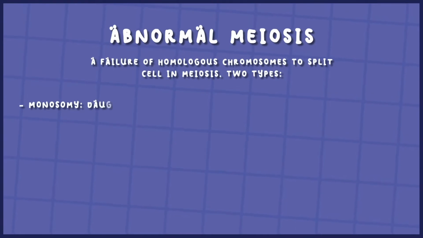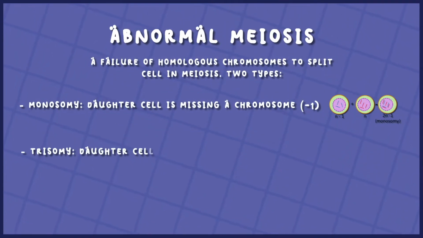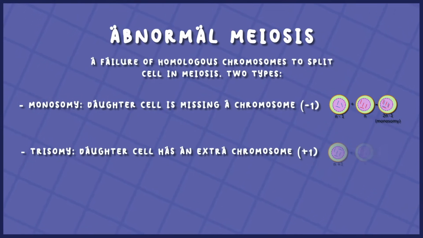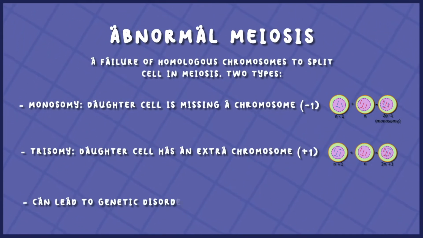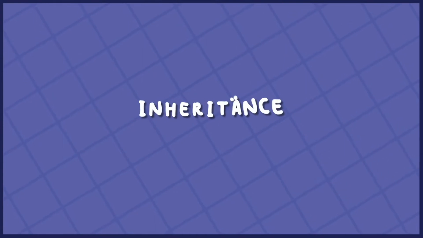Now, in some cases, there may be abnormal meiosis, a failure of homologous chromosomes to separate in meiosis. There is monosomy, where the daughter cell is missing a chromosome, and trisomy, where the daughter cell has an extra chromosome, and this leads to genetic disorders such as Down syndrome. Now, you may be wondering, why does this matter? Well, this is because it leads to our next topic, inheritance.